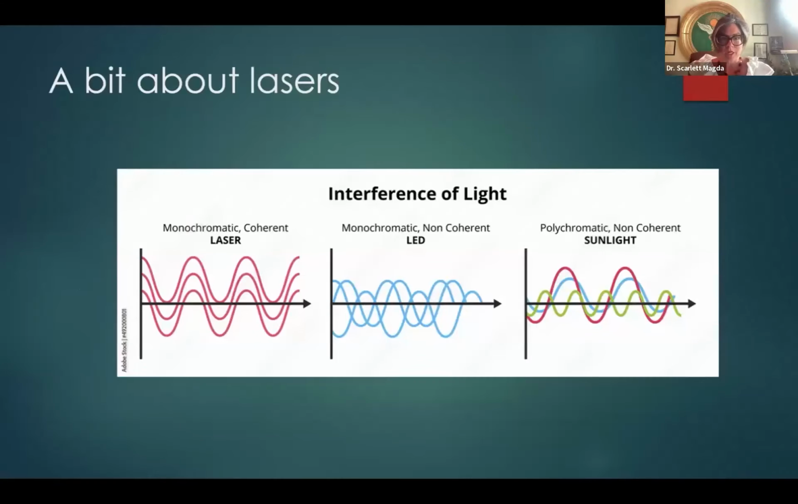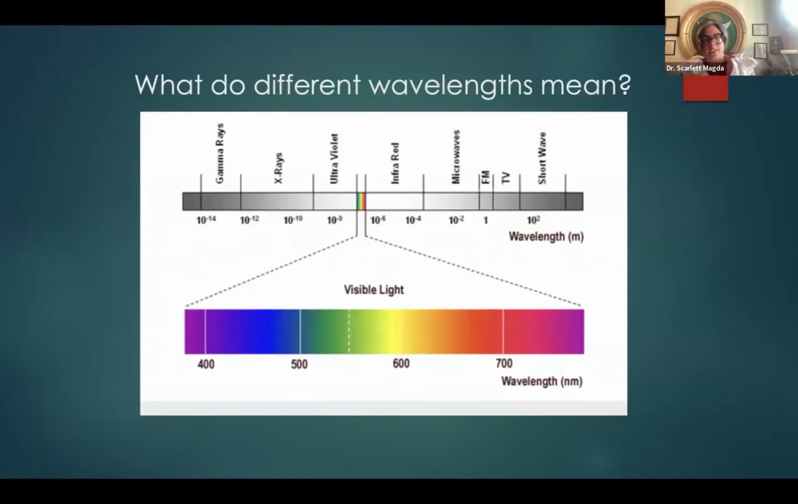Monochromatic means one color. So colors are determined by the length of the wave. A wavelength is the distance from one crest to another in a photon of electromagnetic radiation. The sweet spot in light is the visible light spectrum. So electromagnetic radiation is broken down into different wavelengths of light.